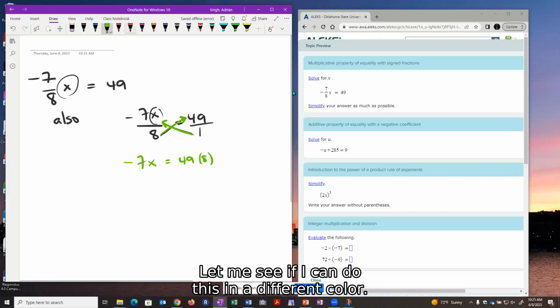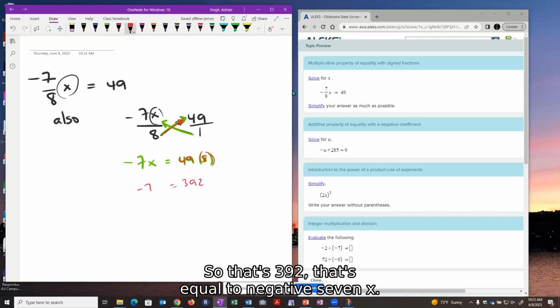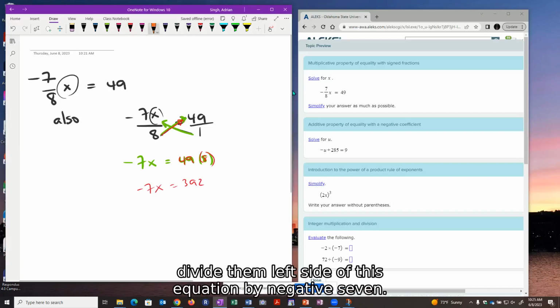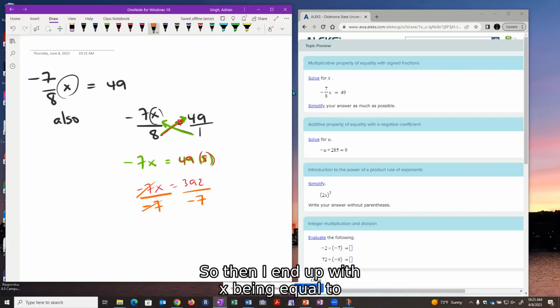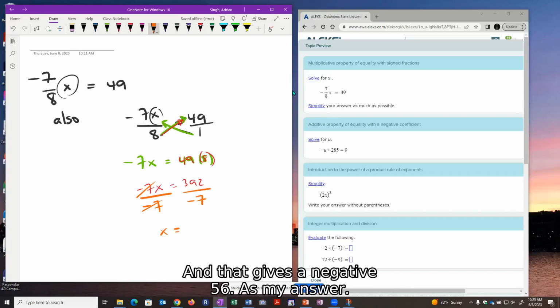Let me see if I can do this in a different color. So 49 times 8 is 392. That's equal to negative 7x. Now again, I want to isolate x on one side, so I can divide the left side of this equation by negative 7 so that the negative 7 cancels. And in an equation, whatever you do to one side, you need to do to the other side. So I need to divide the other side by negative 7 as well. Then I end up with x being equal to 392 divided by negative 7, and that gives negative 56 as my answer.